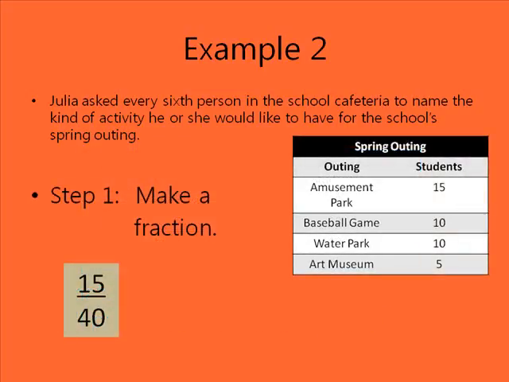Step 1, let's make a fraction. From the chart, I know that 15 people chose amusement park. Where did that 40 at the bottom come from? I added up all the students that took part in the survey, and there were 40 students.